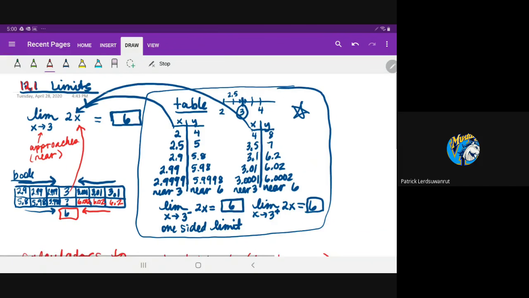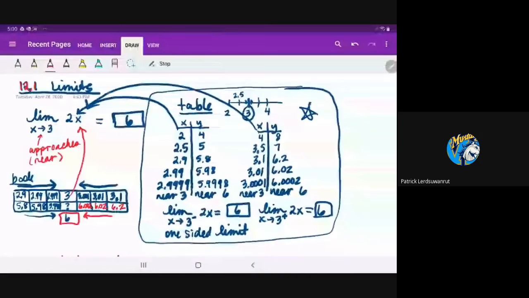Remember that in this table, I pick the numbers, but on the left side here is the way the book picked the numbers. So I'm a little bit more wild than the book. The book has exactly 0.01 away and exactly 0.001 away. But the idea is you want to see, as you're approaching the X's, what's happening to the Y's. And it could be that the Y's are just flipping back and forth.